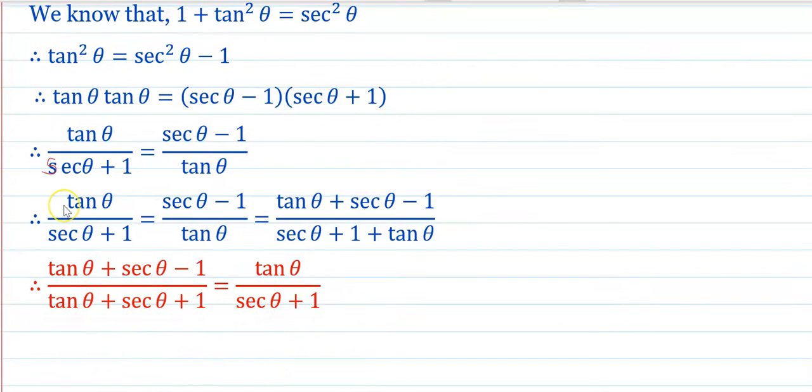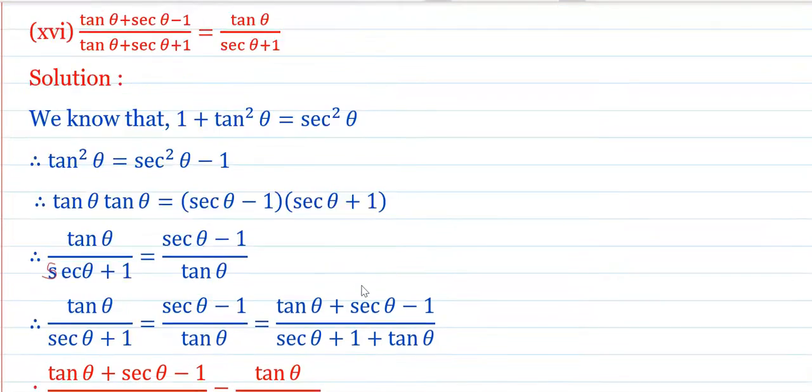Then apply the theorem on the equal ratios, sum of the numerators upon sum of the denominators, and hence you will get tan theta plus sec theta minus 1 upon the denominator sec theta plus 1 plus tan theta, and hence tan theta plus sec theta minus 1 upon tan theta plus sec theta plus 1 is equal to tan theta upon sec theta plus 1, and hence the result is proved.